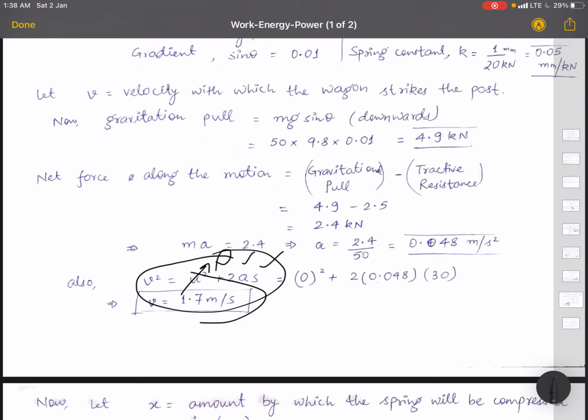is equal to mass into acceleration. Because of this force only motion is possible. So a is 2.4 upon 50, that is 0.048 meter per second squared. So this is your acceleration. Put it here and you will get velocity as 1.7 meter per second. So this was the first part.